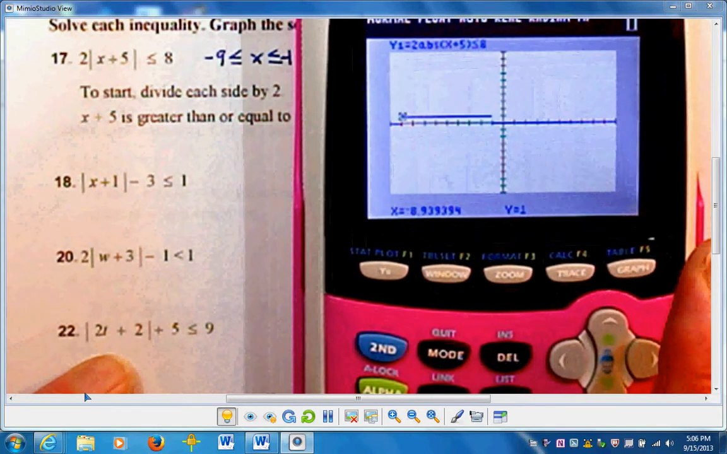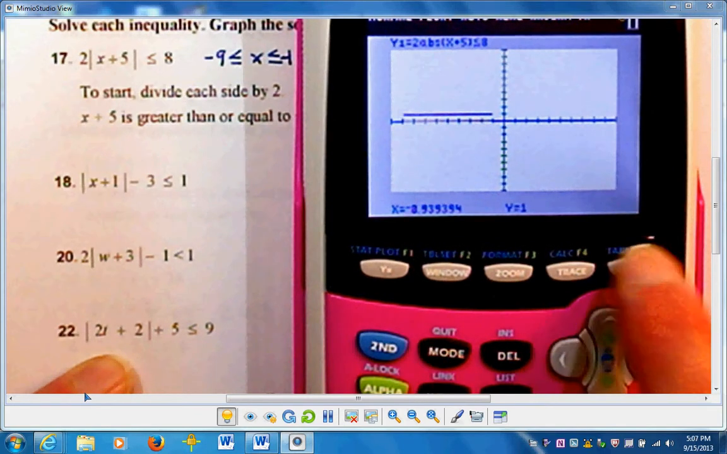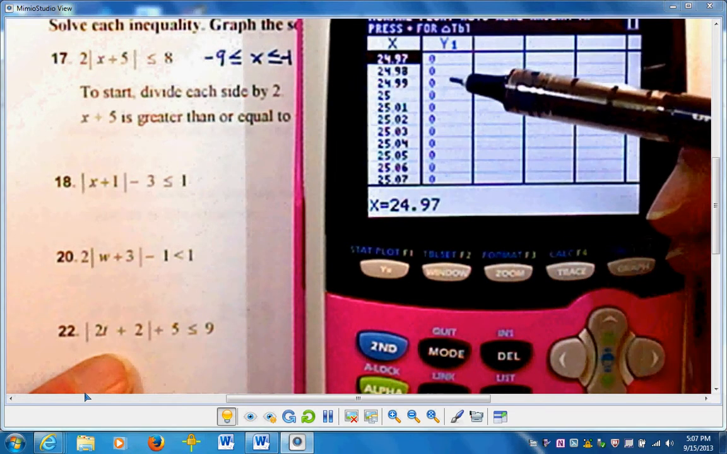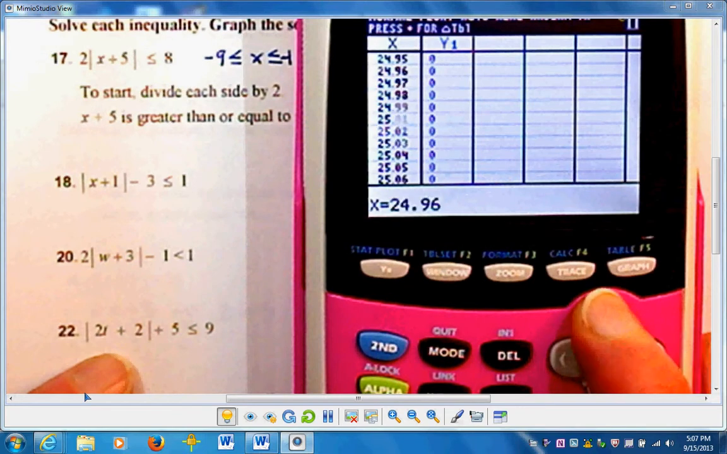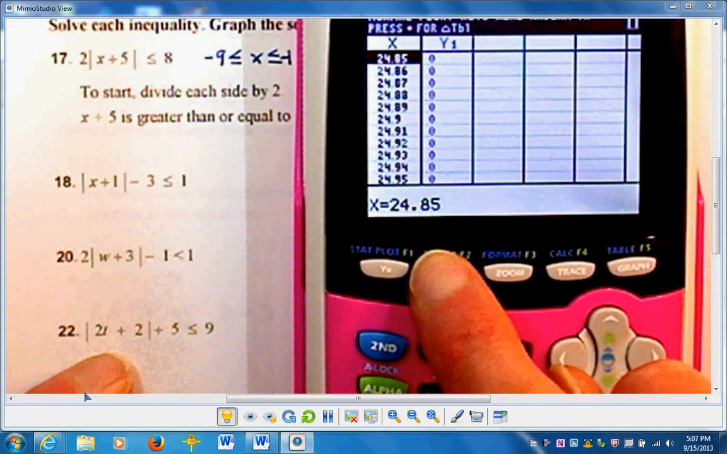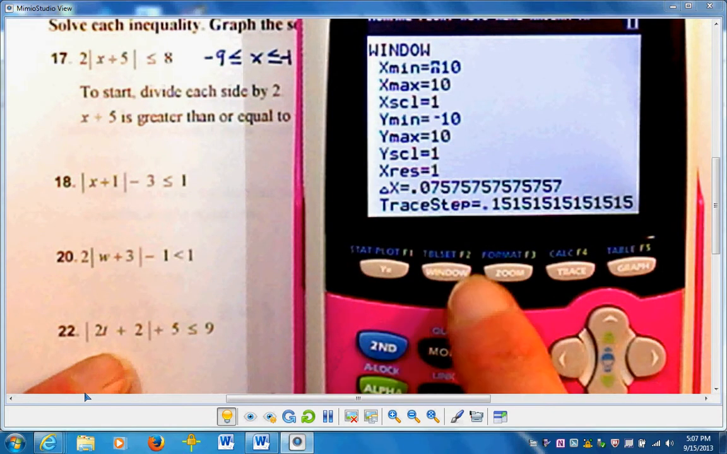The other thing I can do to get my answer is I can go to my table. So I'm going to do second table. So remember what I said, that zeros are all no's. There's a faster way for me to scroll. So I might as well just show you instead of scrolling through everything. I'm going to go to window, wrong button. I'm going to go to second window.